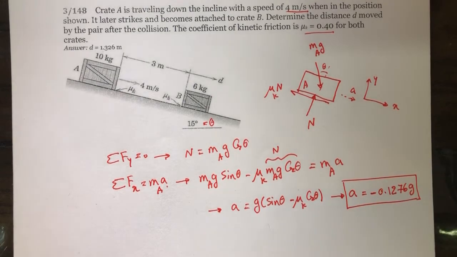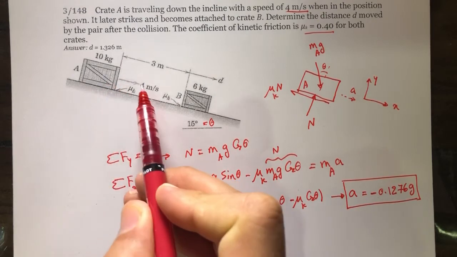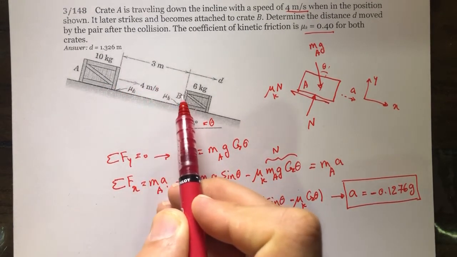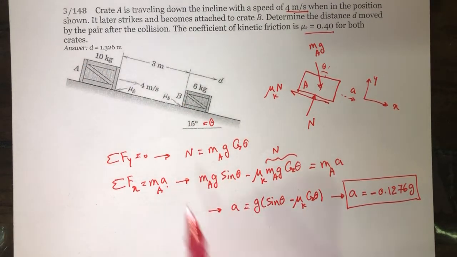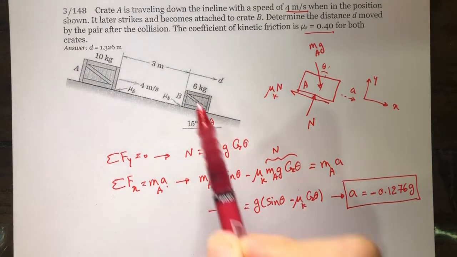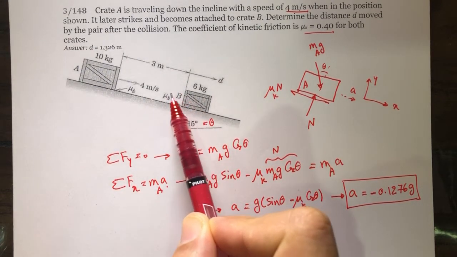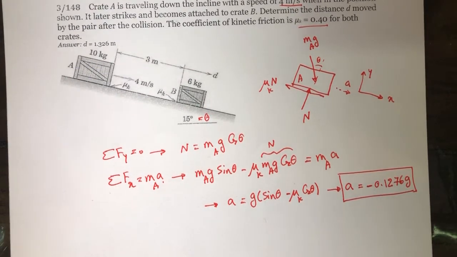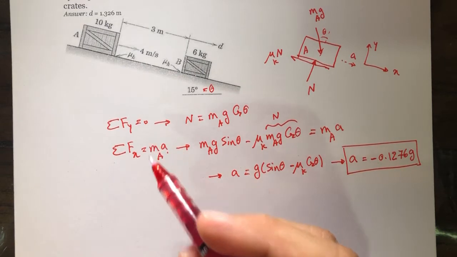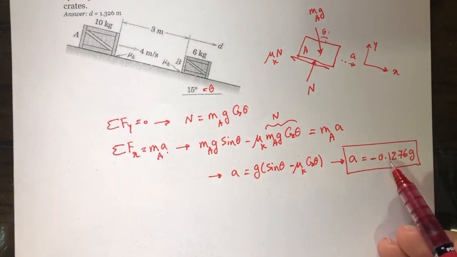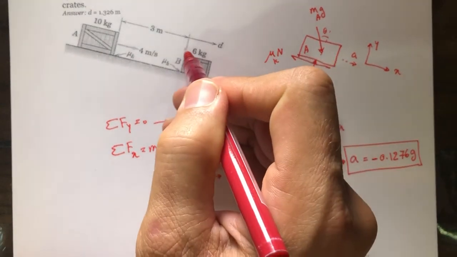And the acceleration is constant, right? We know the initial velocity and we want to find the velocity after traveling 3 meters down the incline. So we know the displacement, we know initial velocity, and we know acceleration. We want to find the final velocity, I mean the velocity that hits the box B. So the best equation to find the velocity at this point is going to be the time-independent equation for constant acceleration, right?